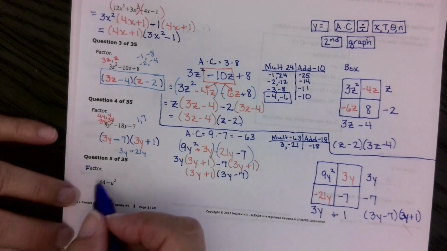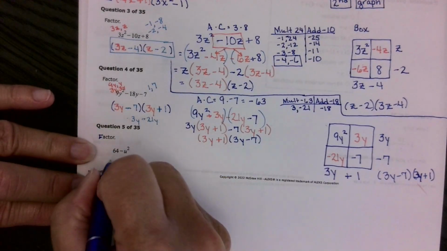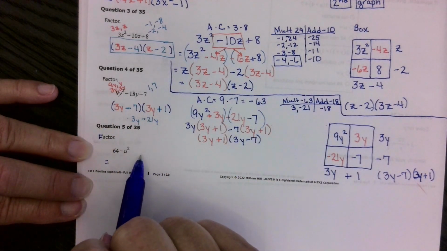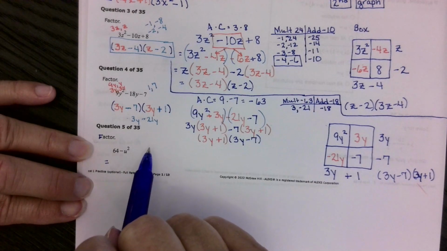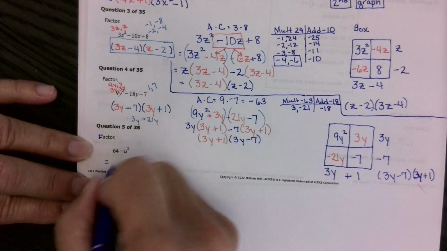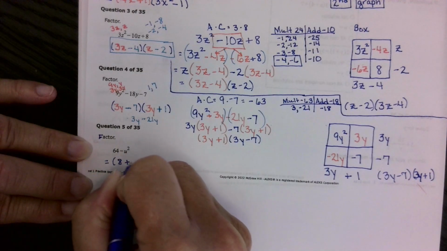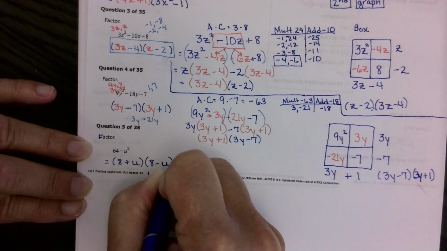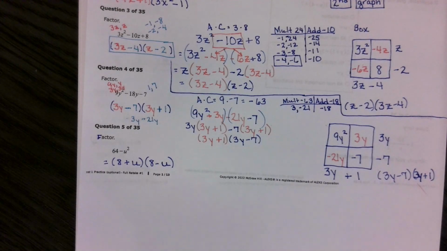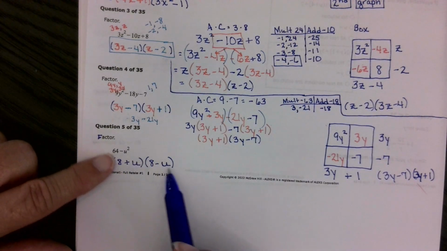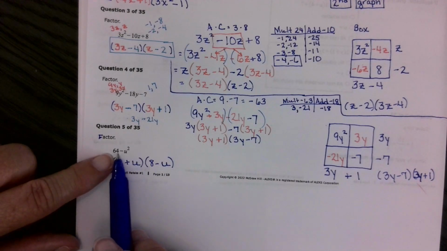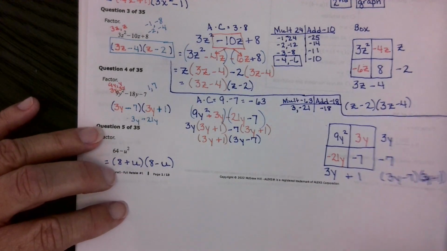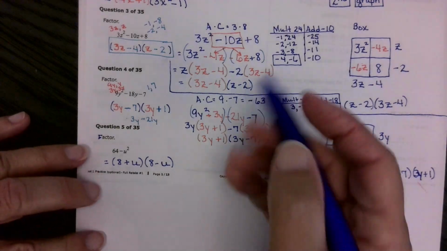Okay, this is the difference of two squares. They're both perfect squares. It's hard to do AC or box because it has no middle term. You can't use the square root property because we're not solving, we're just factoring. Difference of two squares: they look the same, one's plus, one's minus. Square root of 64 is 8, and square root of u squared is u. So it's 8 plus u and 8 minus u. And that's it.